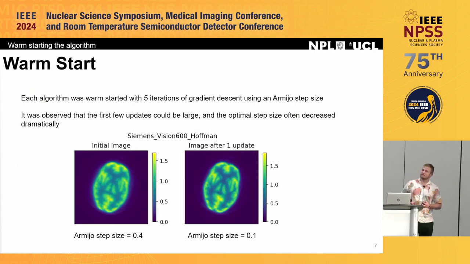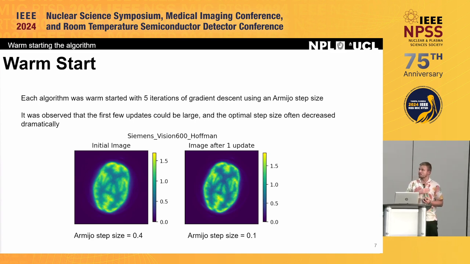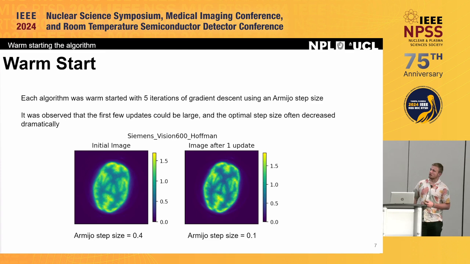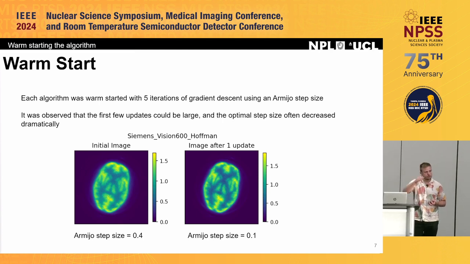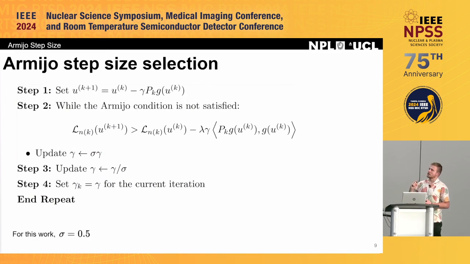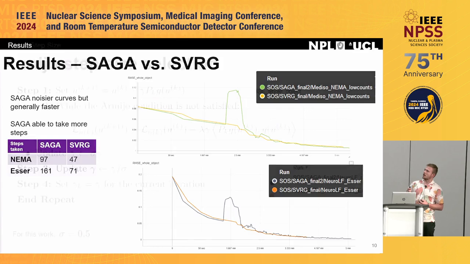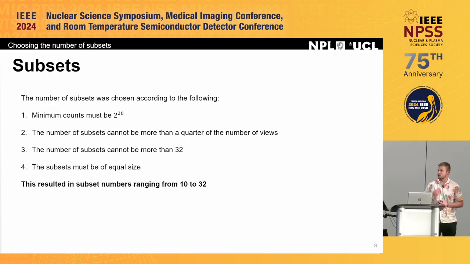So we found that if you calculated an Armijo step size for your first gradient and decided to use that for the rest of your reconstruction, it was often too high, and you ended up with divergence. So we decided to warm start our algorithm with 5 iterations of gradient descent using an Armijo step size, and then we'd use the minimum step size during these 5 iterations as our step size for the rest of the algorithm. And then that was reduced as a function of your number of iterations as well.